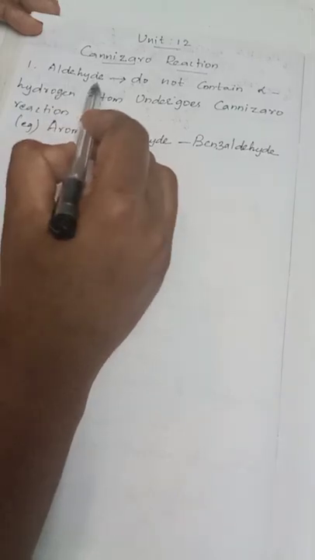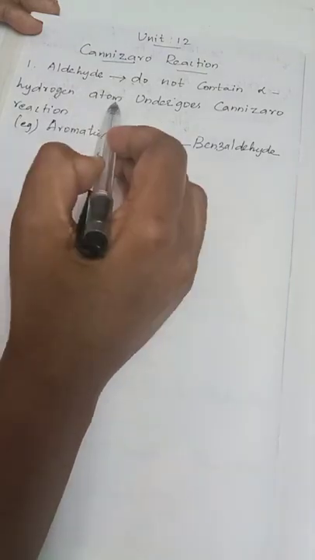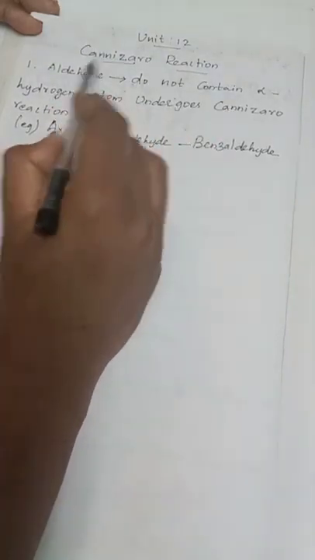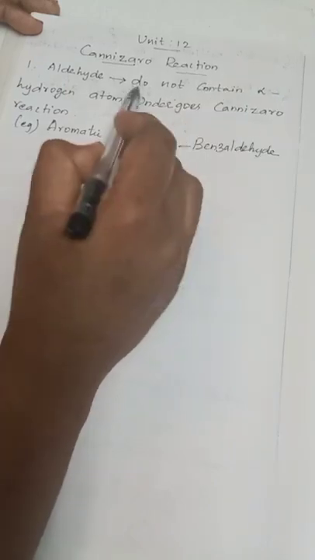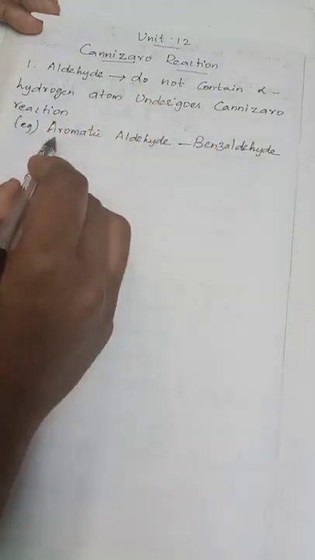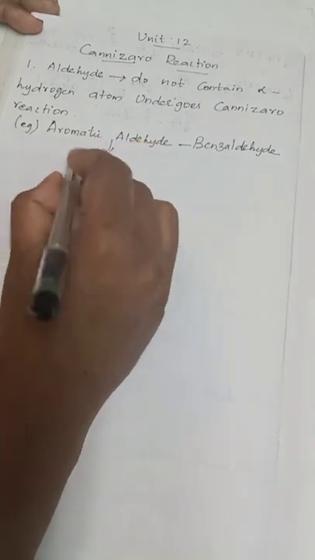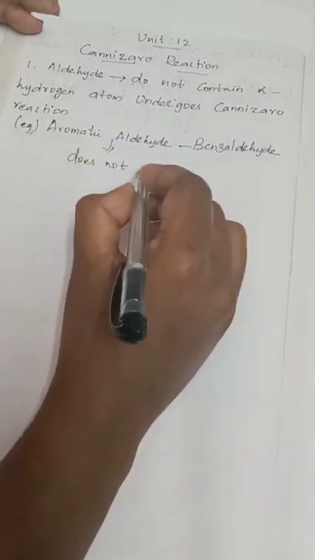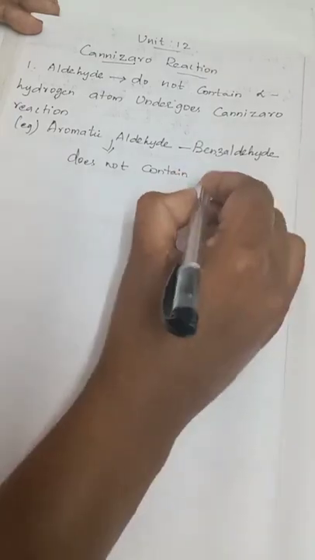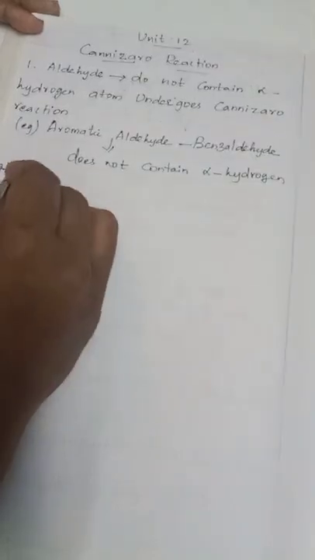First condition: we choose an aldehyde which does not contain an alpha hydrogen atom. Here we are using an aromatic aldehyde as an example, and an aromatic aldehyde does not contain an alpha hydrogen atom. This is the first condition. We are choosing benzaldehyde as an example.